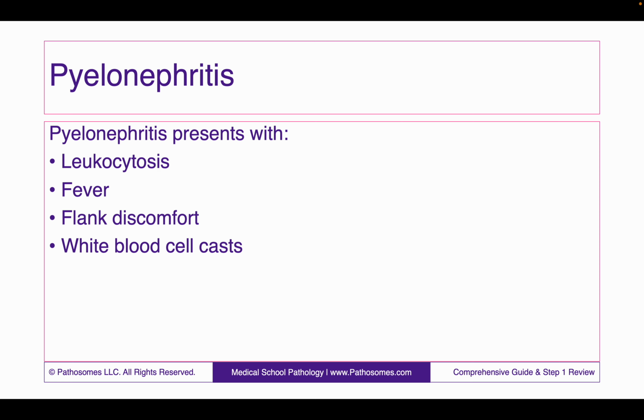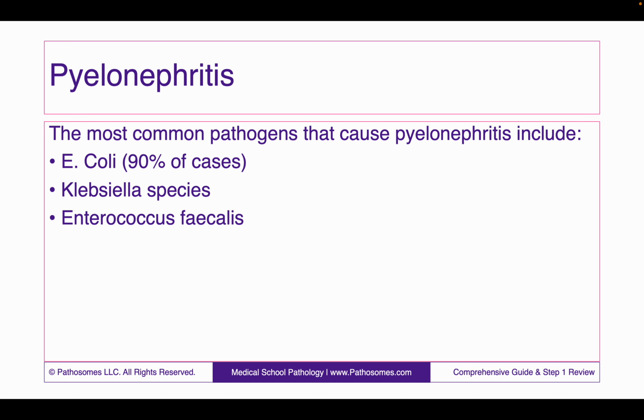Pyelonephritis presents with leukocytosis, right? Elevated white blood cell count, fever, flank discomfort, and white blood cell casts. The most common pathogens that cause pyelonephritis include E. coli in a large majority of cases, approximately 90%, as well as Klebsiella and Enterococcus faecalis.